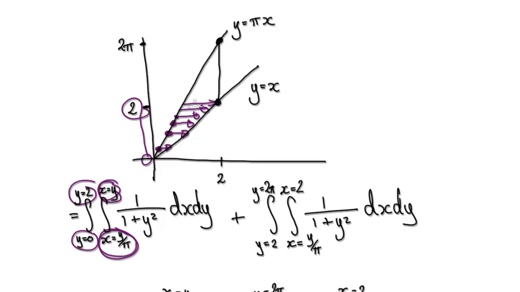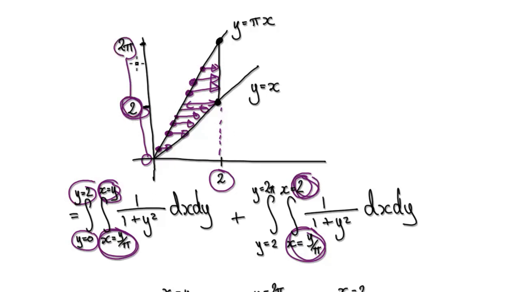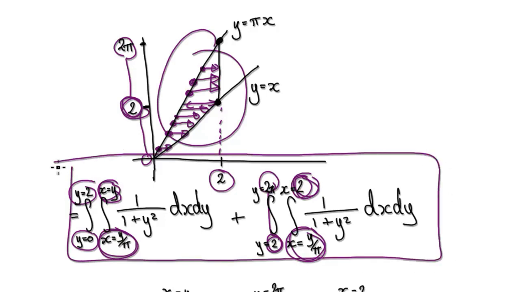That's your first region. And then your second region: you start at the diagonal line, which is here, and then you finish at the number 2. You're scanning all the way through from 2 to 2 pi. Well, this whole region here can be set up by using these two integrals.